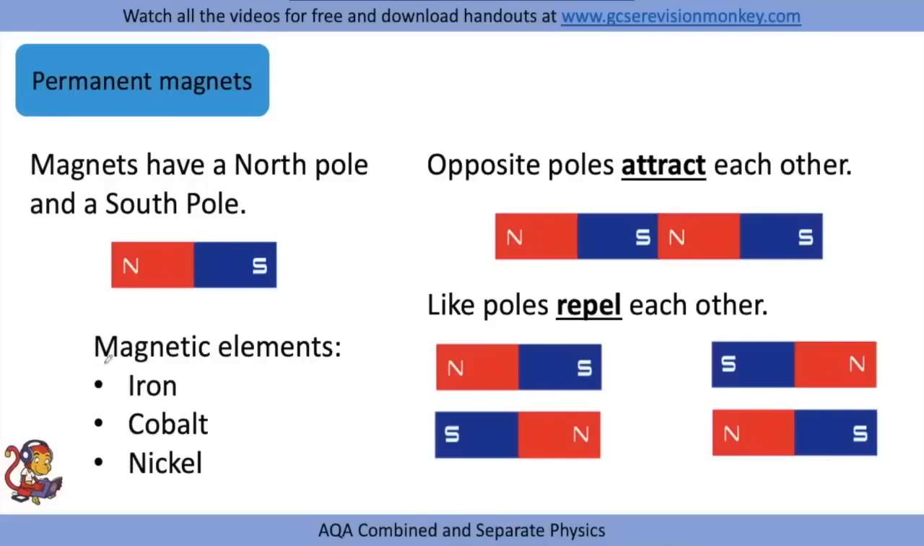Magnetic elements are iron, cobalt and nickel. So there are only 3 magnetic elements. Other substances can be magnetic. For example, steel is an alloy that is magnetic, but that's because steel contains iron, and iron is a magnetic element. So you will see other substances that are magnetic, but that's because they will include one of these magnetic elements.